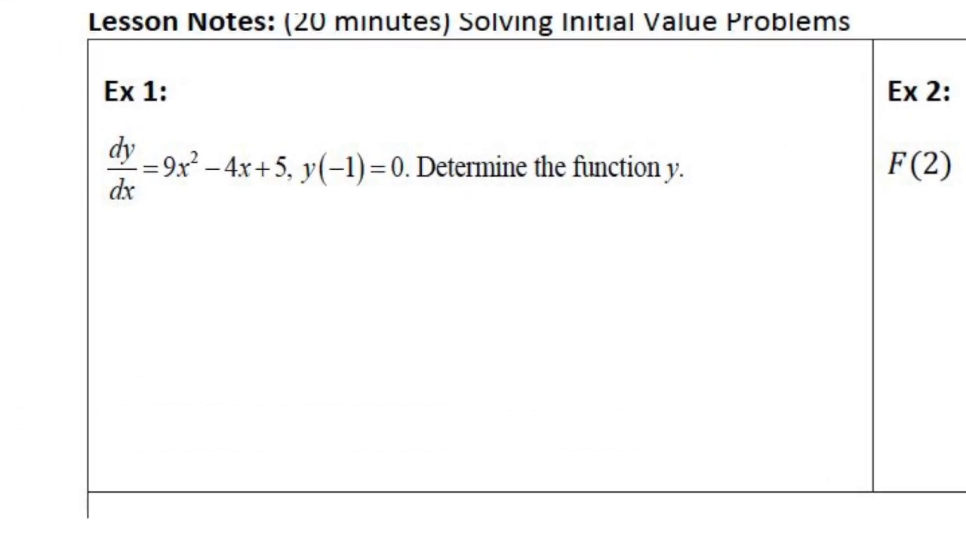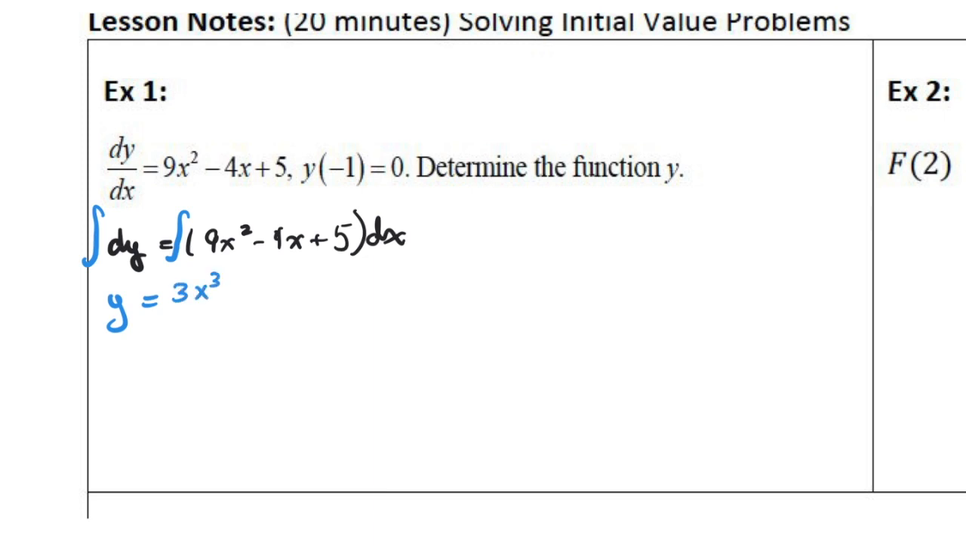So, for example 1, you were given your equation, and you might want to rewrite it so that dy equals your function with a dx. Once it's written so that you separated your variables, y is on one side, x is on the other, then you're able to integrate both sides of this equation. y equals, and after you have integrated, you come up with 3x cubed minus 2x squared plus 5x plus your c. Now remember, when you have the plus c, this is when you have a general solution.